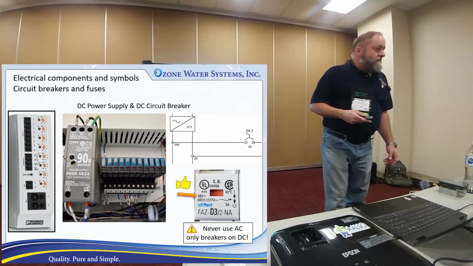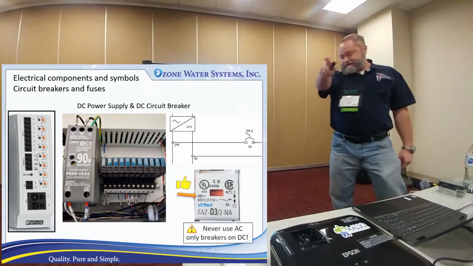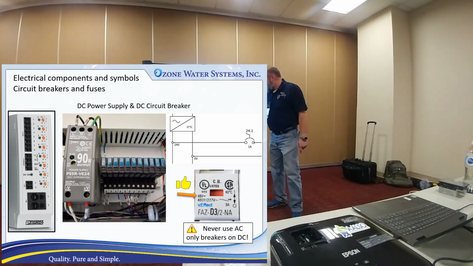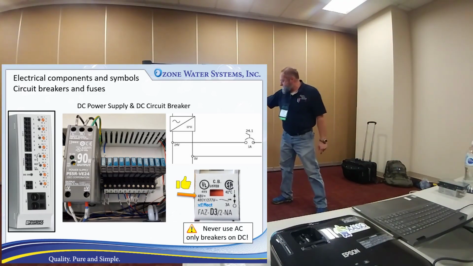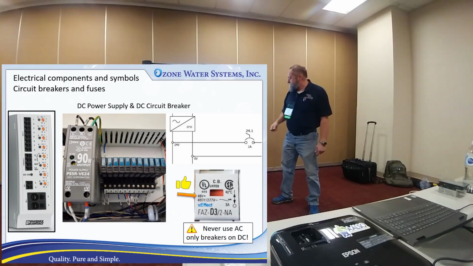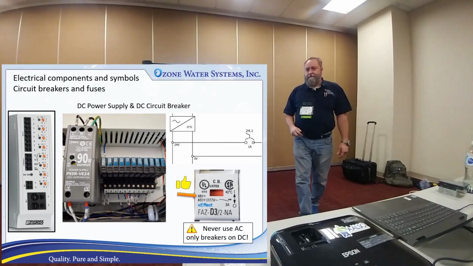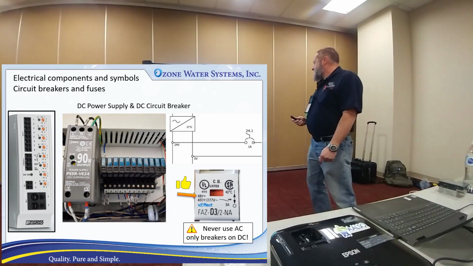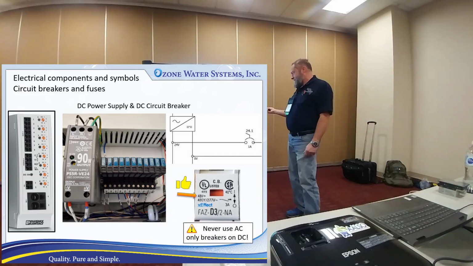So when you've got that 2-pole, if you see, that's the breaker that's on there. It's got this little 48 volt DC symbol with the straight line and the dotted line. If it doesn't have that, don't use it on DC. And you'll usually see some kind of rating on it.